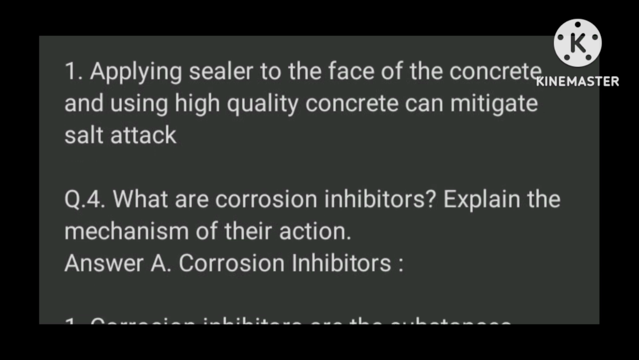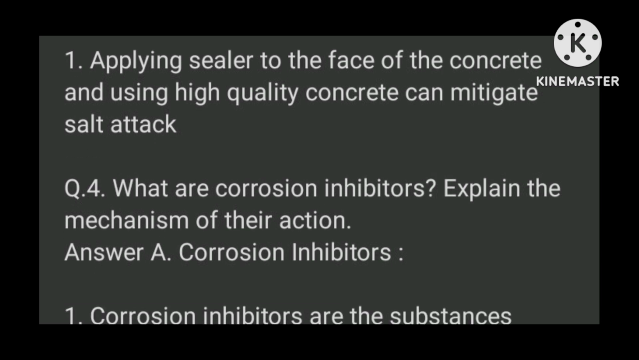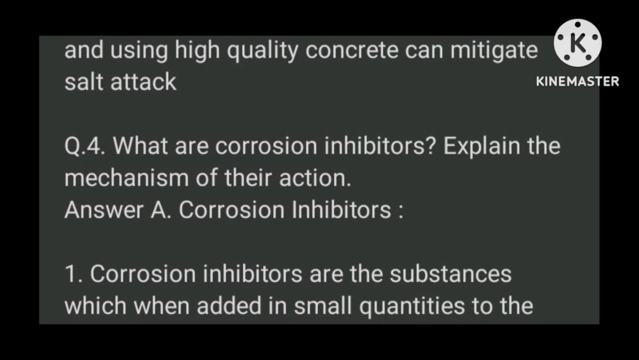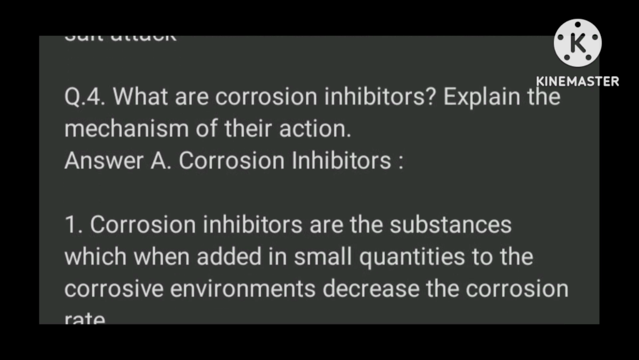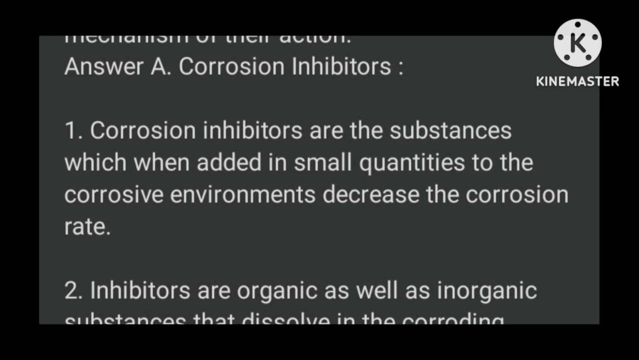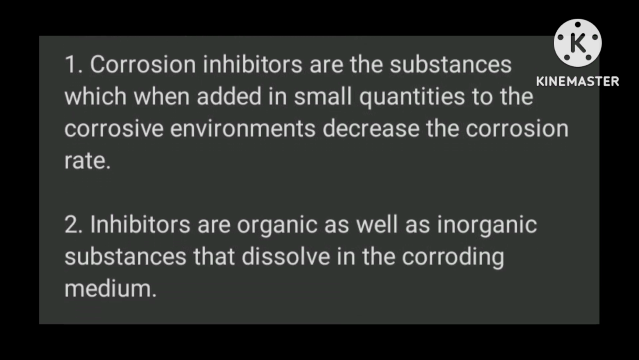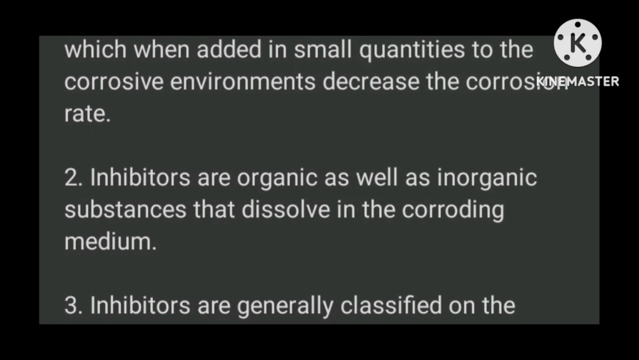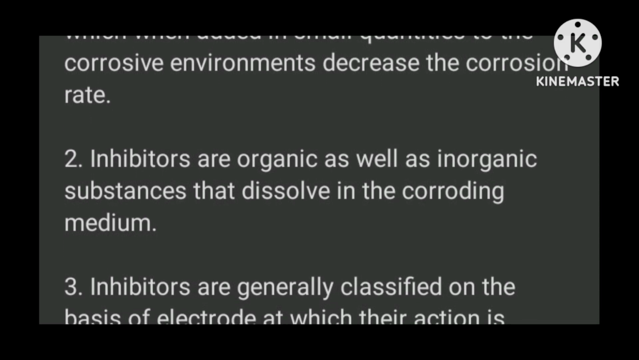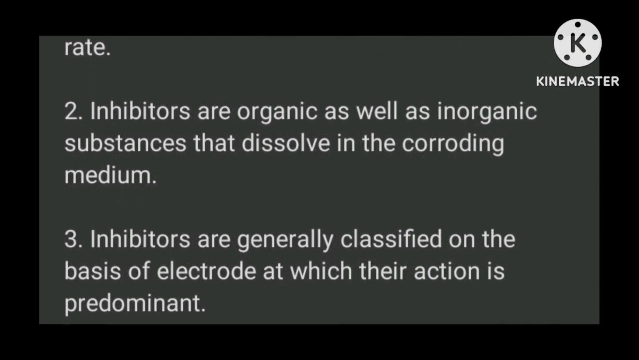Question number 4. What are corrosion inhibitors? Explain the mechanism of their action. Answer. A. Corrosion inhibitors. First, corrosion inhibitors are the substances which, when added in small quantities to the corrosive environments, decrease the corrosion rate. Second, inhibitors are organic as well as inorganic substances that dissolve in the corroding medium.